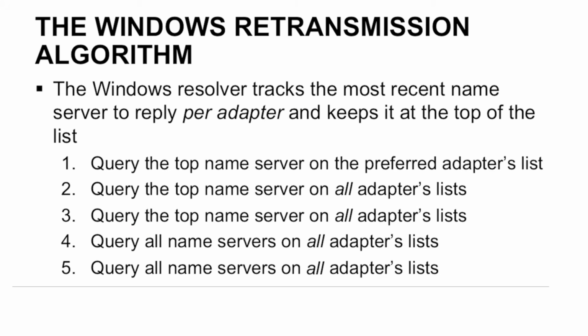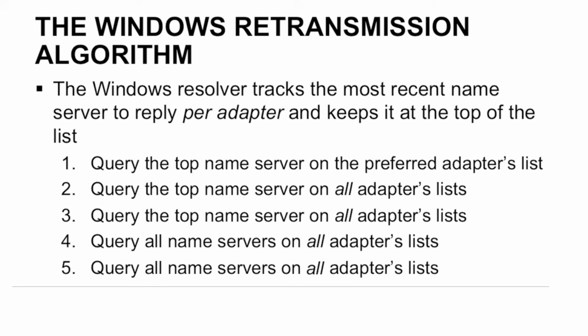Given all these per adapter lists of name servers, and the rotation of unresponsive name servers to the end of each list, what does the combined algorithm look like? Well, it goes something like this. First, the resolver queries the top name server on the preferred network adapters list and waits up to the first timeout. That's generally 1 second. If it doesn't respond, the resolver rotates that name server to the end of that list and queries the top name server on all network adapters lists. It waits up to the second timeout.